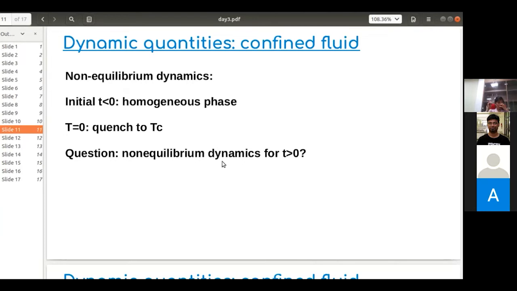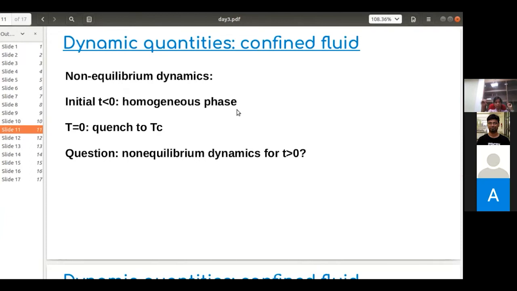And what I'm going to do is say that initially the fluid which we consider is at a very high temperature above the bulk critical temperature, so that initially the fluid is very nicely homogeneously mixed. That's what I mean by initial t less than 0, it's a homogeneous phase.